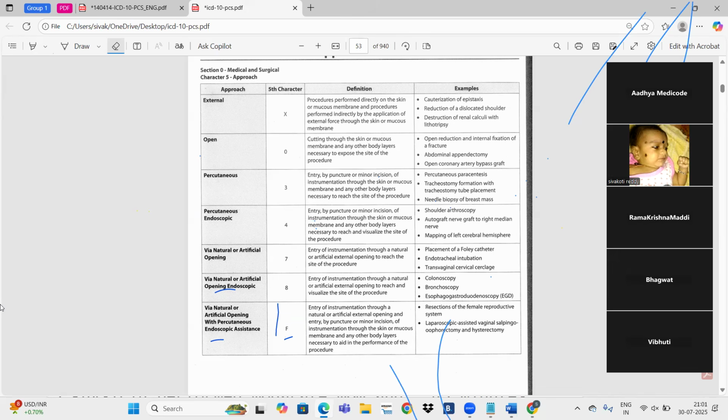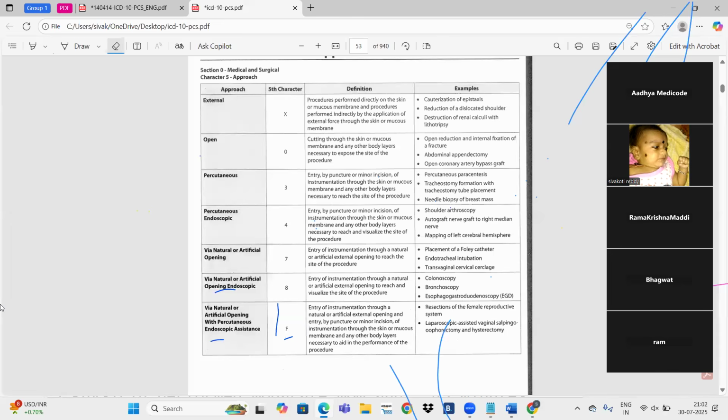Any doubts in approaches? No. Can you explain the percutaneous endoscopic once again?